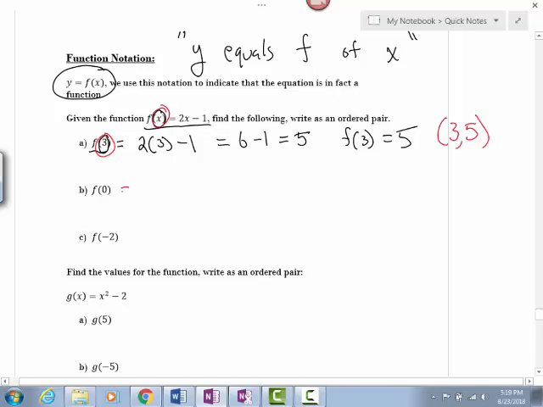I'm going to do exactly the same thing here for this one, f of 0. I'm just going to come back to my function right there. 2 times 0 minus 1. Well, 2 times 0 is 0, and 0 minus 1 is negative 1. So again, that's just telling me that f of 0 is negative 1. But if it asks me to write it as an ordered pair, I'll write it as 0, comma, negative 1. Okay.